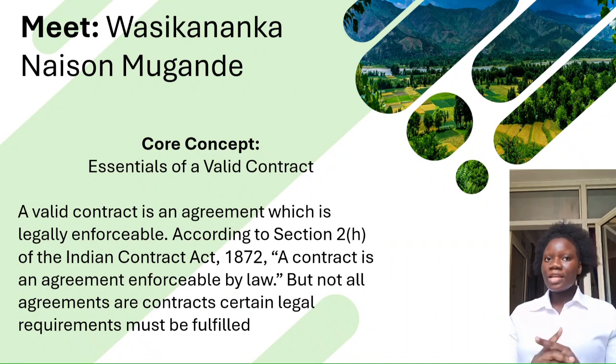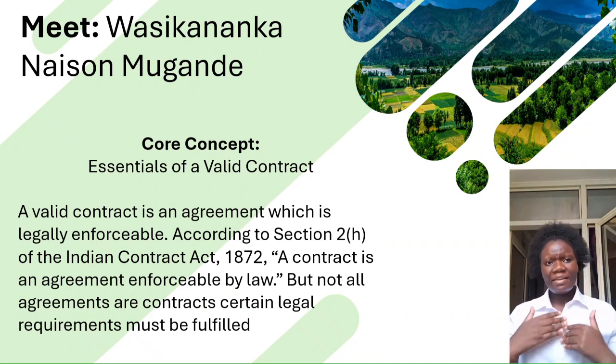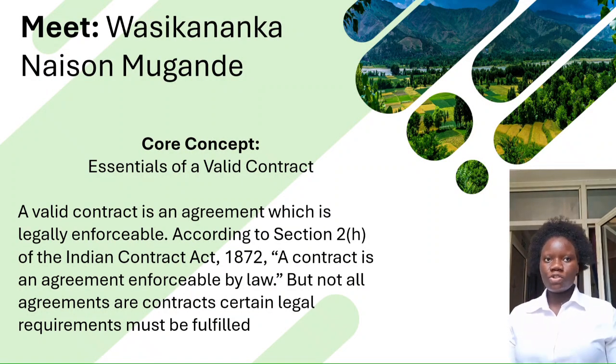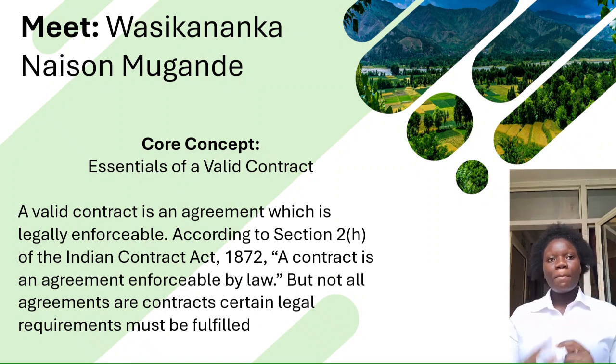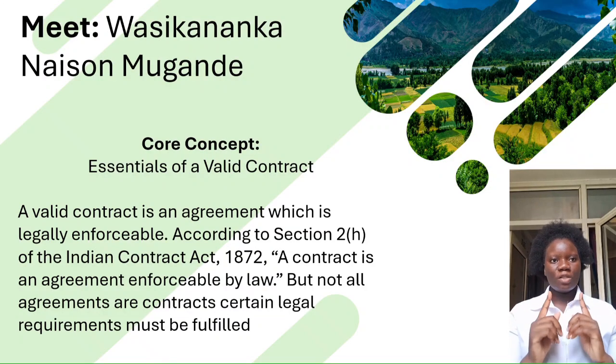So a valid contract is an agreement which is legally enforceable according to Section 2(h) of the Indian Contract Act, 1872. A contract is an agreement enforceable by law, but not all agreements are contracts. Certain legal requirements must be fulfilled.